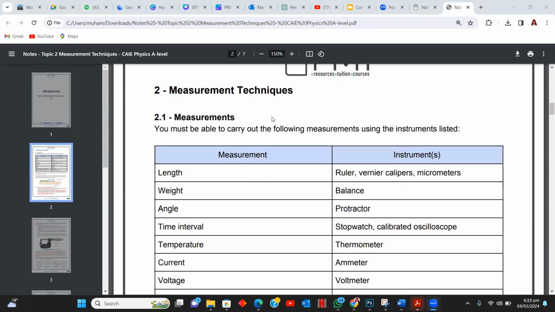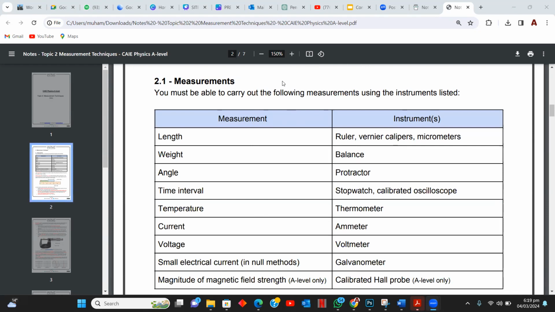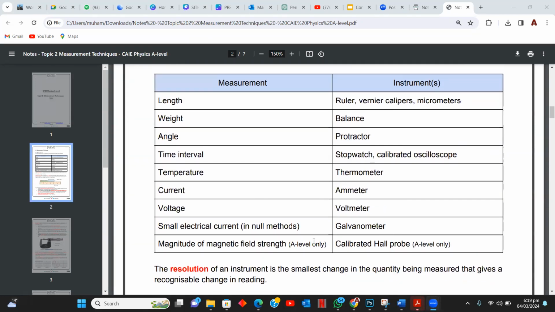So number one, when we talk about measurements, you need to have an idea as to what type of measurements are taken on which instruments. I'm sure you already know that length is generally measured on rulers, vernier calipers, or micrometers. These are the three major instruments we use across A-levels physics for measuring length. Weight on a balance, angles on a protractor, time intervals on a stopwatch or a calibrated oscilloscope, temperature on a thermometer, current on ammeters, voltage on voltmeters, small voltages or currents on galvanometers, and magnetic field strengths on a calibrated Hall probe. This last one is only part of the A2 level syllabus. But generally, these are the instruments.